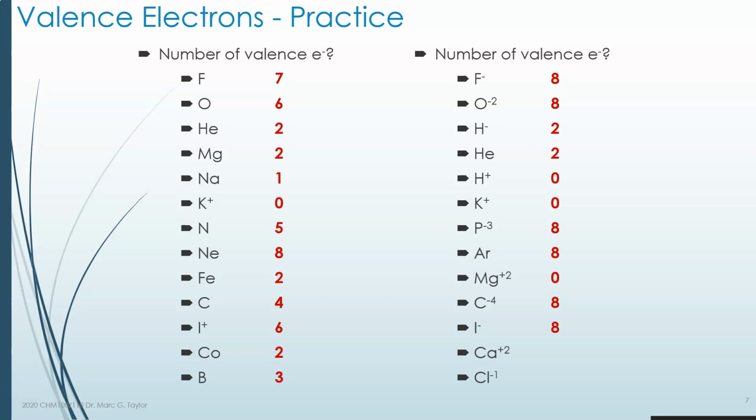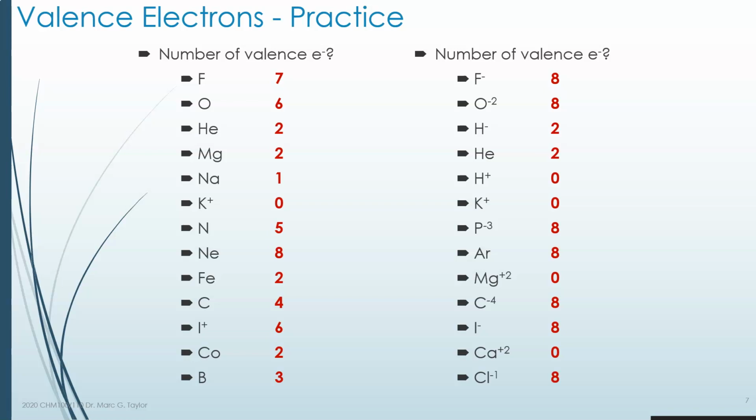Calcium is in the alkaline earth metals, and that's 2 valence electrons. Everything under that is 2, but now you've lost 2, so it's 0. And chlorine is a halogen, like fluorine, chlorine, bromine, iodine. It's in the 17th column. We call it 7A, or group 17. We've gained an extra electron, so it is 8.